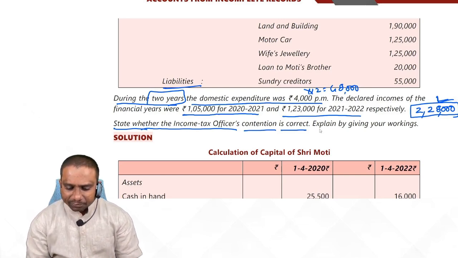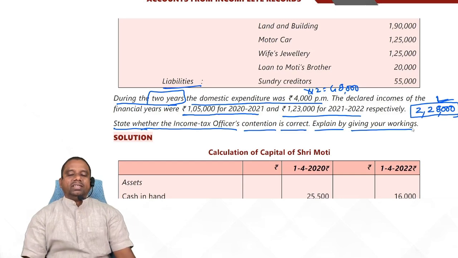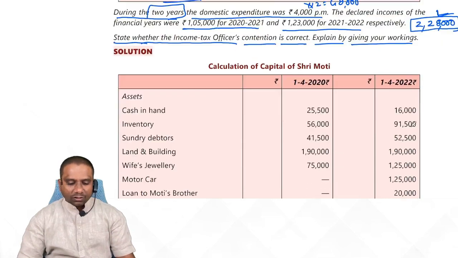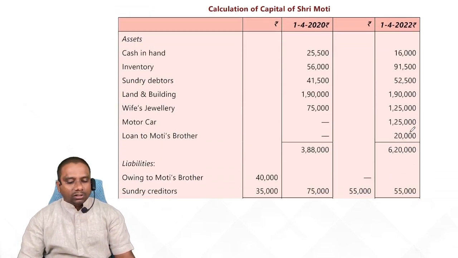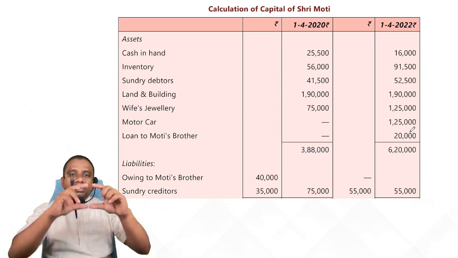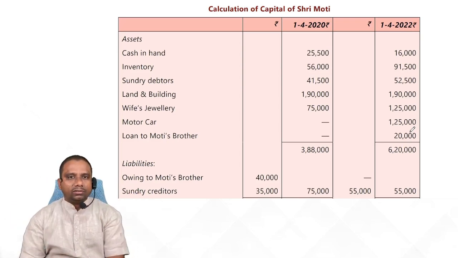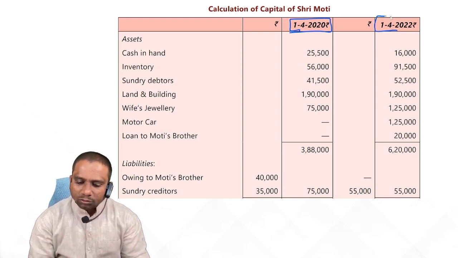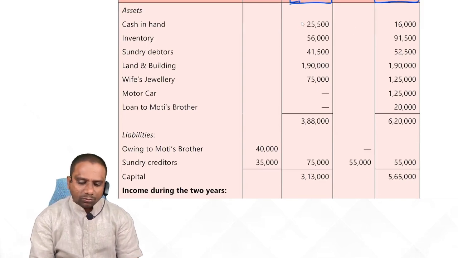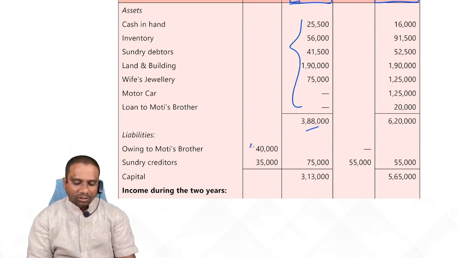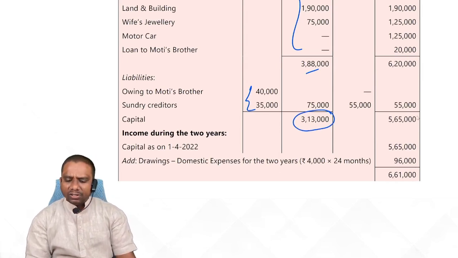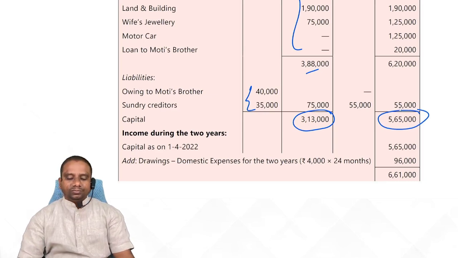Now look at it. Explain by giving your workings. First, do calculate the statement of affairs. So here they have calculated like this. Even if you want, you can calculate in a tabular format. It is vertical format. If you want, you can calculate in tabular format. Look at 2020, 2022. Assets information, just observe the total. Liabilities information. This is opening capital and this is closing capital, student. 3,13,000 opening capital, 5,65,000 closing capital.